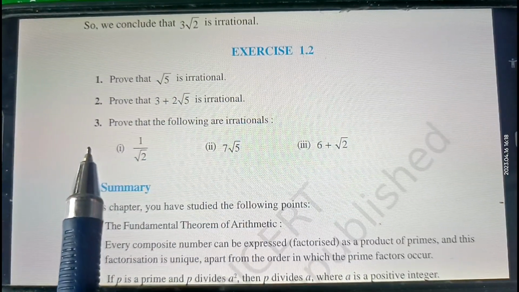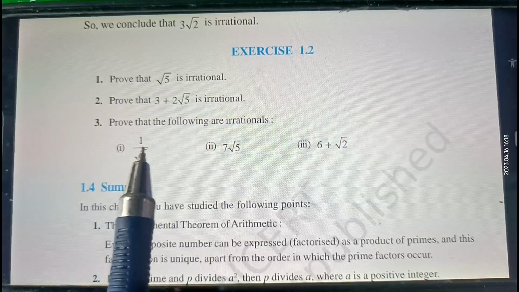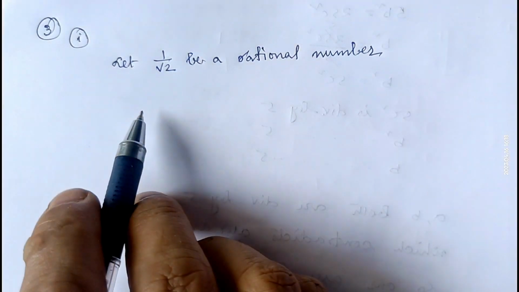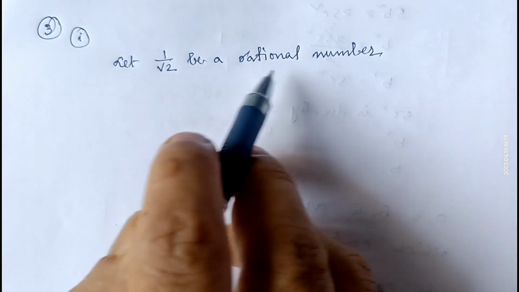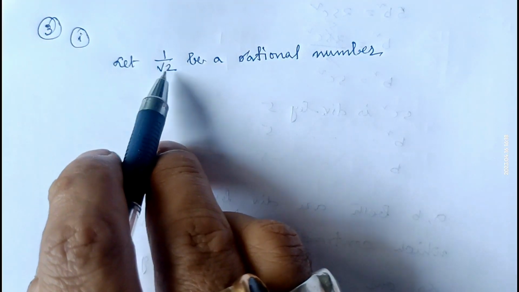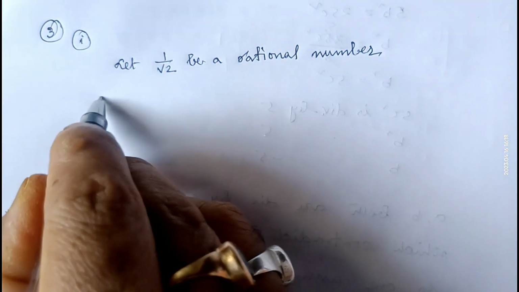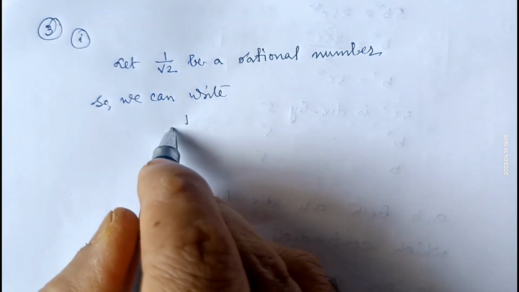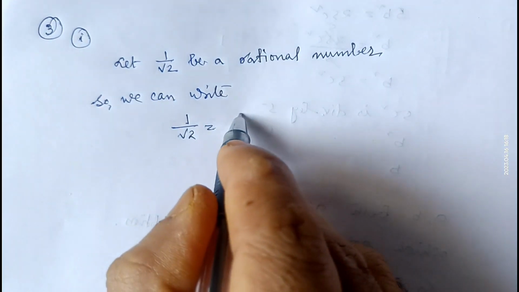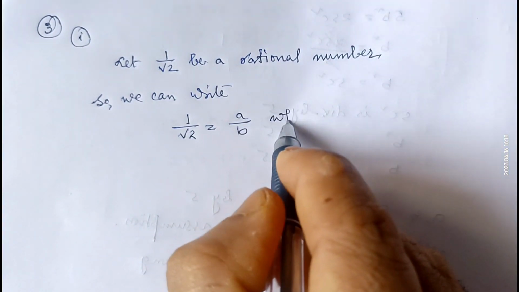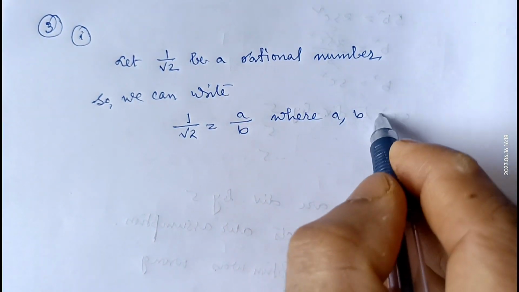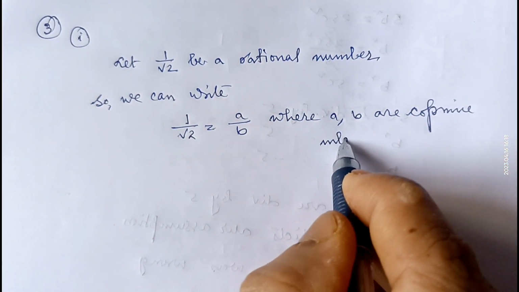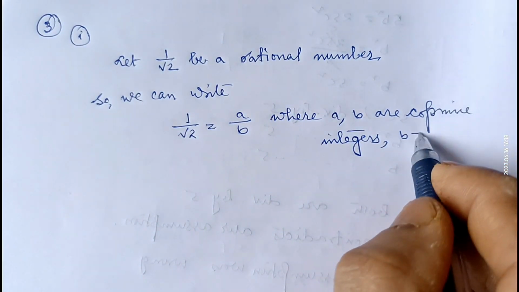In the next question, question number 3, in the first part it is given: prove that the following are irrationals. The question is 1 by root 2. Like the previous time, here also we can write, let 1 by root 2 be a rational number. We have to show that this is irrational, so we just take the opposite, that is rational number. So 1 by root 2 equals a by b, where a and b are co-prime integers and b not equal to 0.